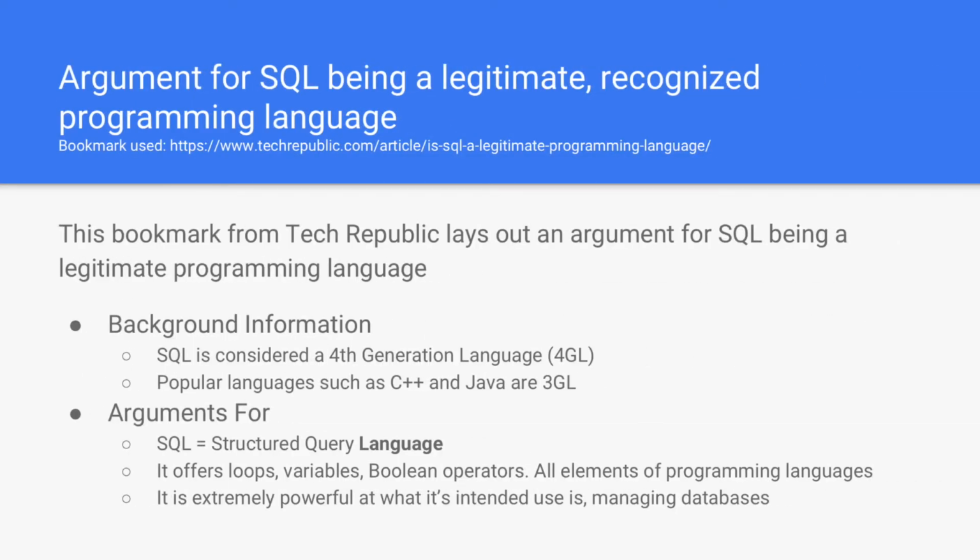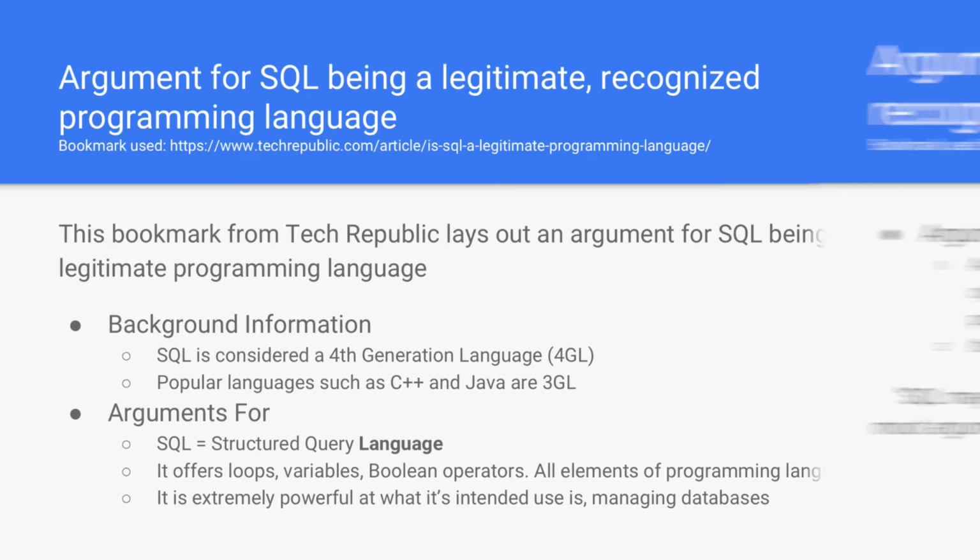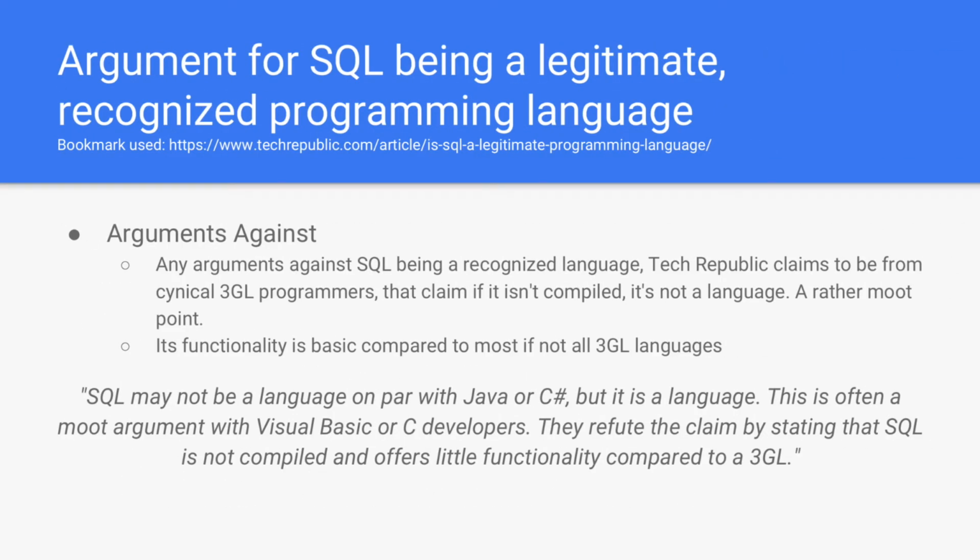Fourth generation languages are those considered closer to the human language, like SQL. There are arguments for and against whether SQL is a programming language. It contains similar operations to third generation languages. However, it is debated that a language must be compiled in order to be called a programming language. This is a trait that SQL does not have. Its functionality is also a lot more limited compared to Java or C++.